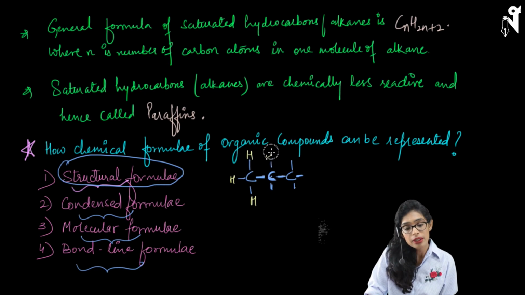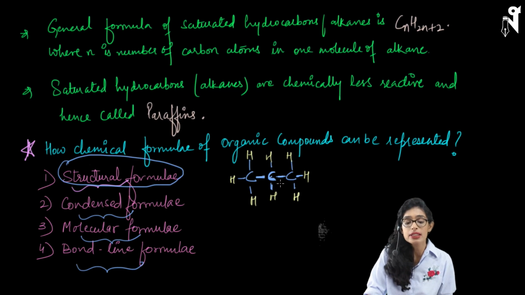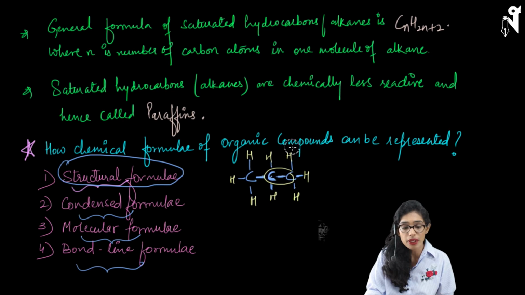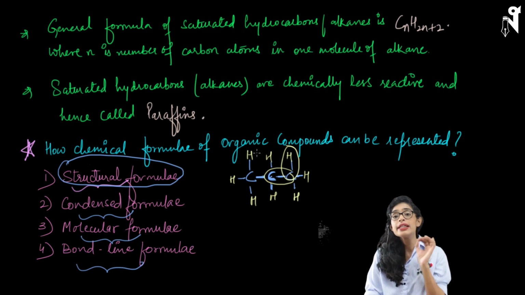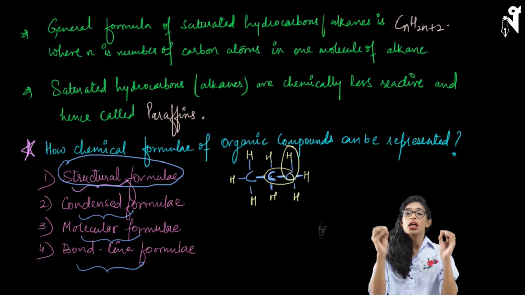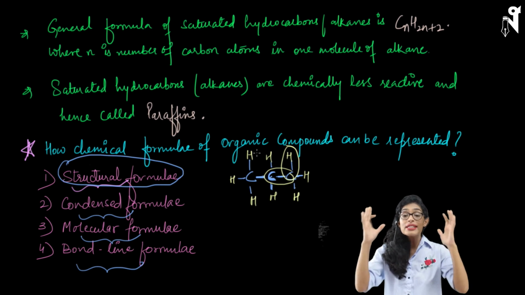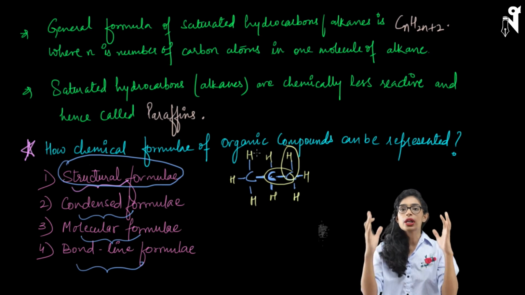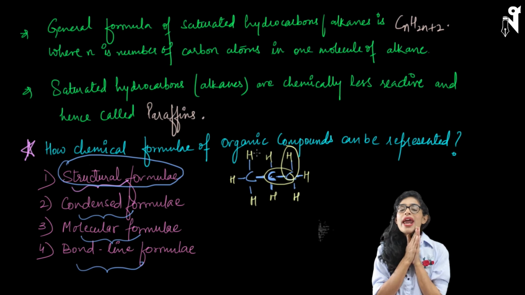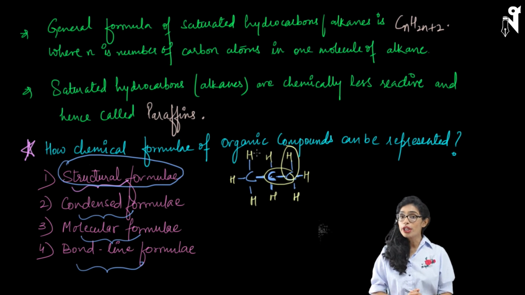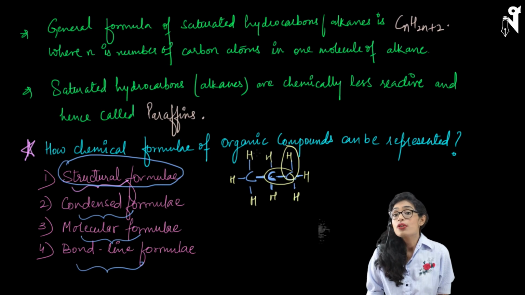So in this representation of the molecule, I can see the bonds between carbon and carbon, and I can see the bonds between carbon and hydrogen also. It is very clearly visible that carbons have made single bonds with each other, whereas carbon and hydrogen also have made single bonds with each other. So you can just look at the structure and know everything about that formula. Such a representation of a molecule is called the structural formula.